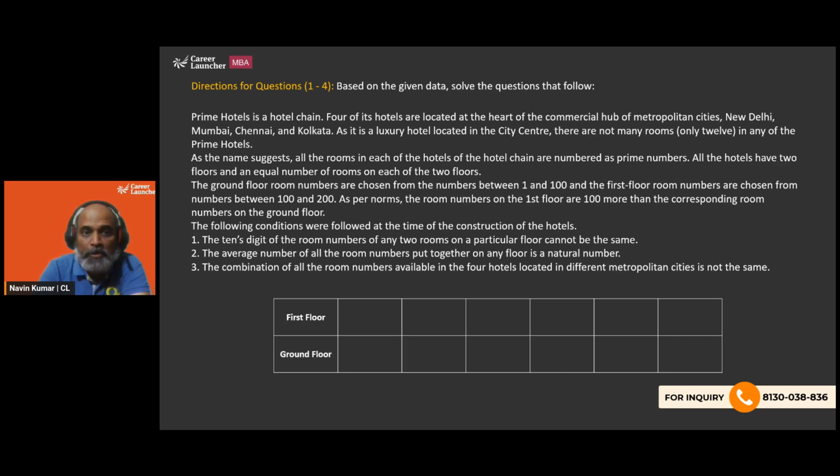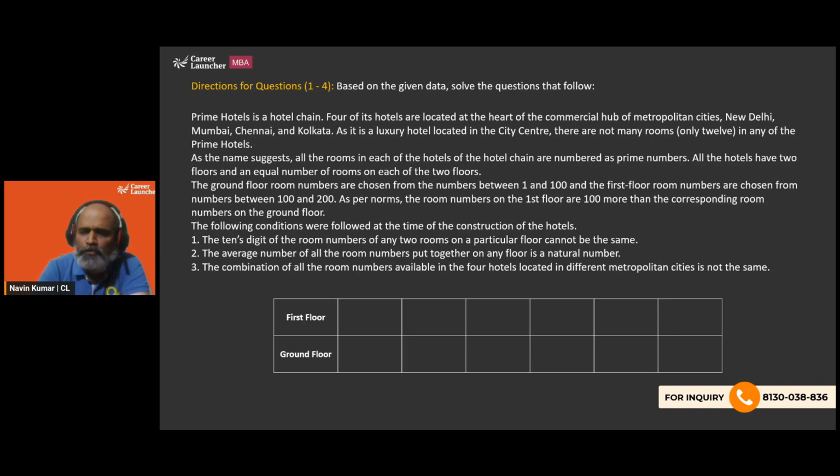The tenth digit of the room numbers of any two rooms on a particular floor cannot be the same. The average number of all the room numbers put together on any floor is a natural number. The combination of all the room numbers available in the four hotels located in different metropolitan cities is not the same. So basically, we have got two floors in four metropolitan cities.